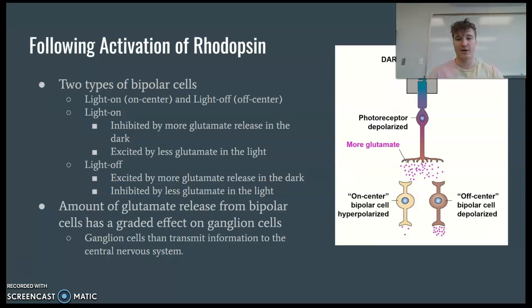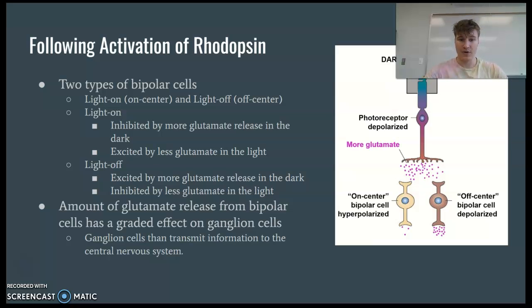They will release more glutamate in these darker conditions when they are excited by more glutamate from the photoreceptor. And this whole process goes in the opposite direction as well, where light-on bipolar cells are excited by less glutamate in the light. So when the light's present and the photoreceptors are releasing less glutamate, they're actually excited and will end up releasing more glutamate. But light-off bipolar cells in light are receiving less glutamate from the photoreceptor, and will subsequently be inhibited, and they will release less glutamate. So we see this graded effect from the photoreceptor to the bipolar cell to the ganglion cell, of how much glutamate is being received initiates a respective response by the following cell.